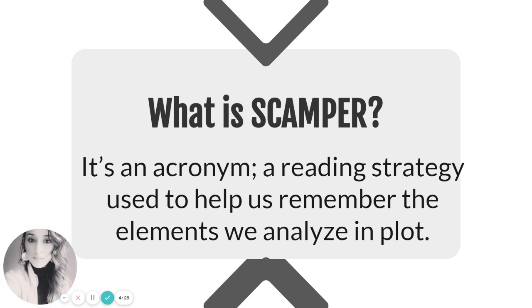Scamper is an acronym. It is a reading strategy used to help us remember the elements that we analyze in plot. A lot of times when we think of plot, we just think of the beginning, middle, and end, how the story began and what the climax is, and then how the story ended. But in reality, in 7th grade, and especially in this honors class, we're going to be diving a little bit deeper than that. We're going to be looking at characterization and why the setting is the setting. Why are the characters the way that they are? Why did they react that way? And that's what we're going to be looking at.